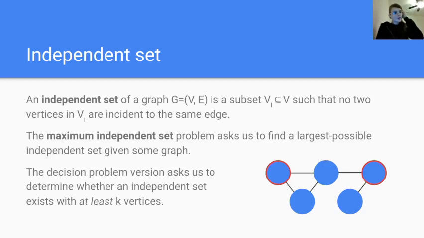Of course, the decision problem version of this asks us to determine whether an independent set exists with at least k vertices. So there does exist an independent set with at least 0 vertices, so that would be true. There exists one with at least 1 vertex, and with at least 2 vertices, but there does not exist an independent set with at least 3 vertices, or in fact anything greater than 2.